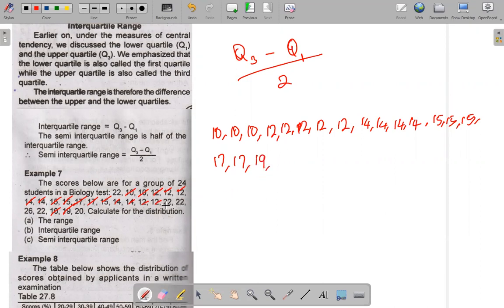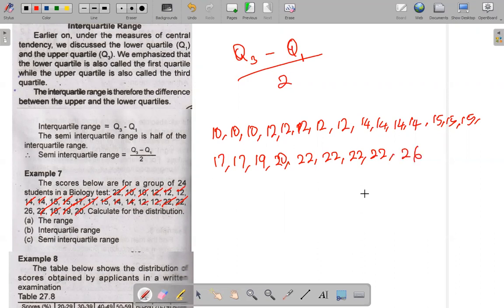Then we have 20 here, which is only 1. Do we have 21? No. So the next is 22. How many 22? 1, 2, and 3. Hope I did not omit anyone. 22 again. Okay, there's another 22 here, so that means there are 4 of them. Then finally we have 26, only 1.